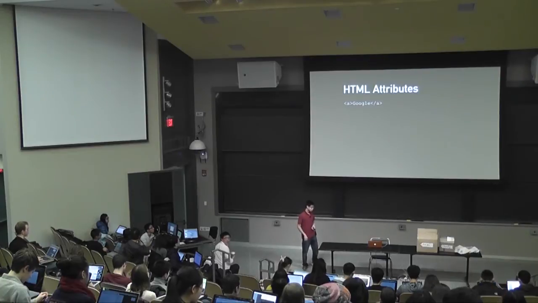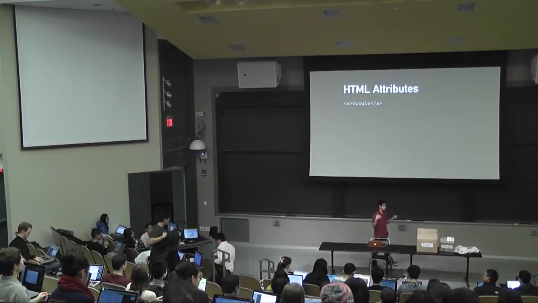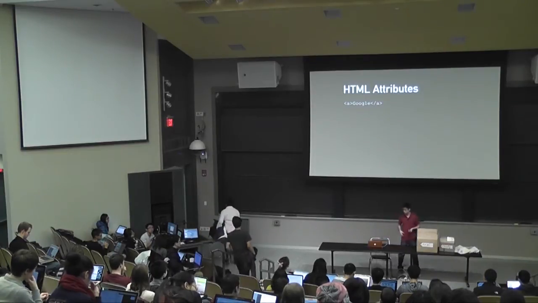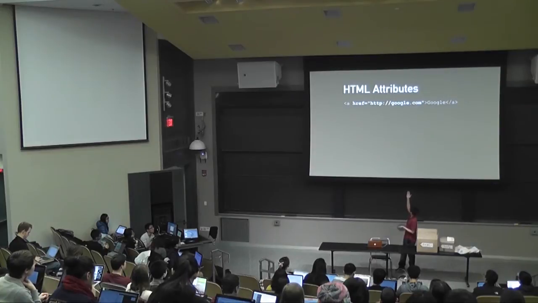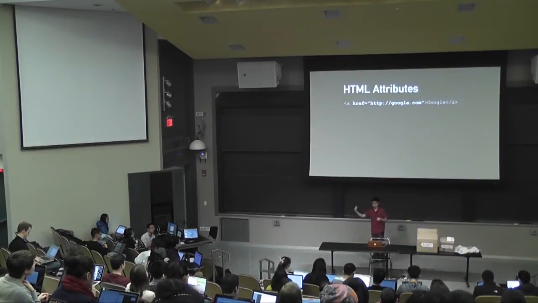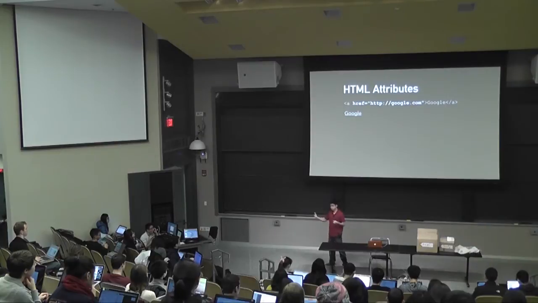HTML attributes. Sometimes when you want to specify something more than just text, this is the hypertext part, you might get something that looks like this. You want to make a link to Google, and you're telling this tag, here's a URL. And then when you render it, you get that really familiar Google with that underline under it. Now it's basically a link.